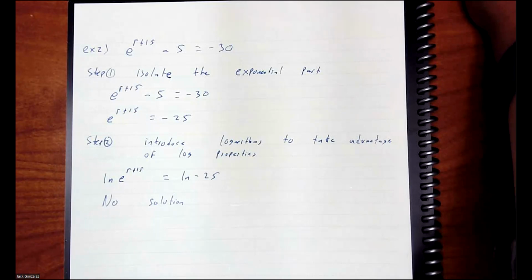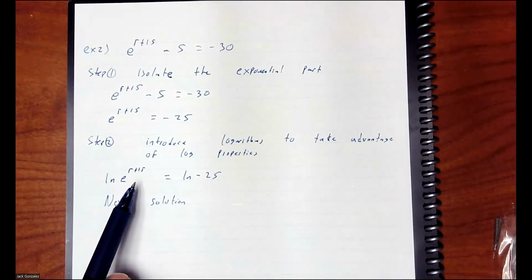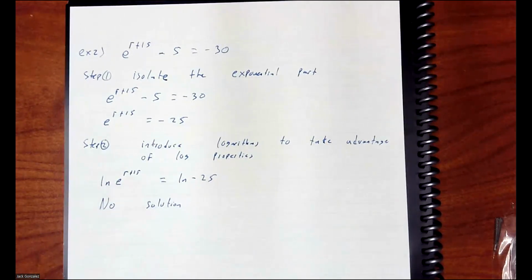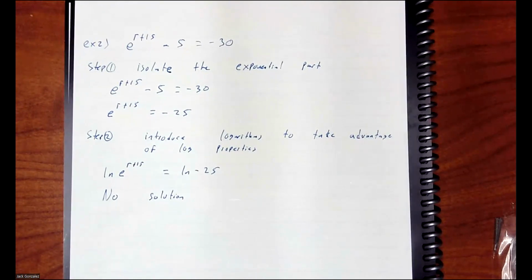But if it would have worked, ln and e are opposites, they're inverses, so they would have canceled. You would have had r plus 15 already ready to go. It's pointless here. Okay. Let's do something else.